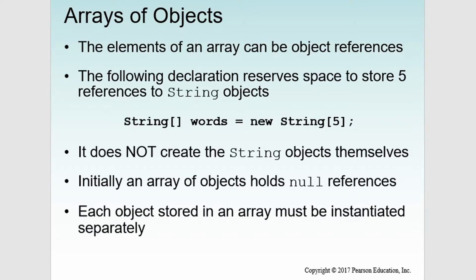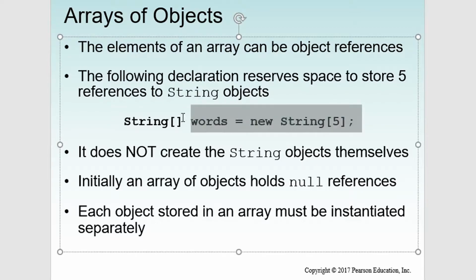Arrays of objects. The elements of an array can be object references. The following declaration reserves space to store 5 references to string objects. And here's the declaration they used. It does not create string objects themselves. Initially, an array object holds no references. Each object stored in the array must be instantiated separately.